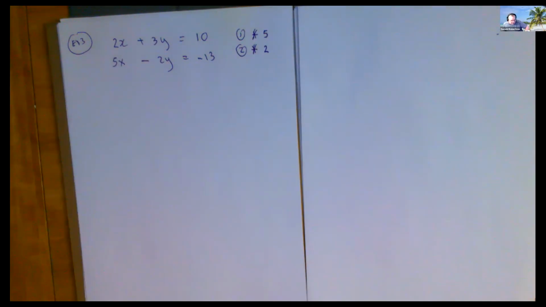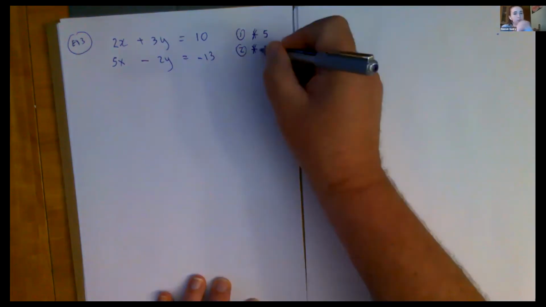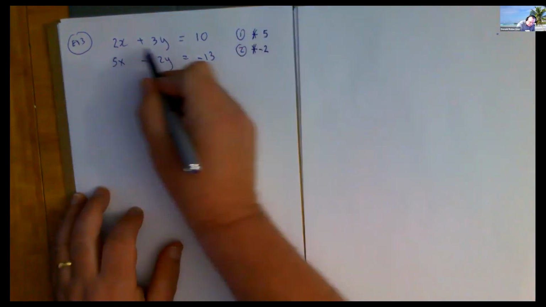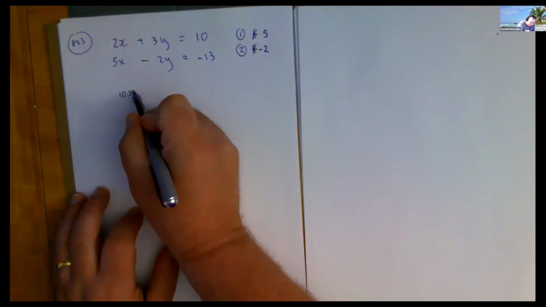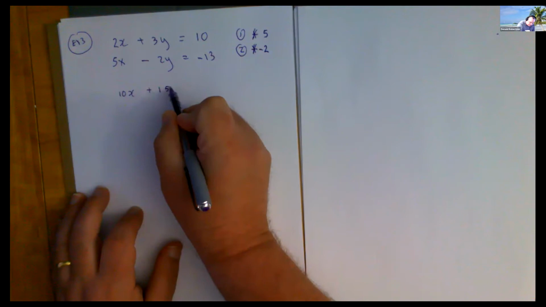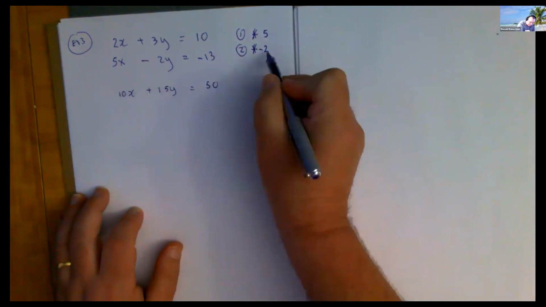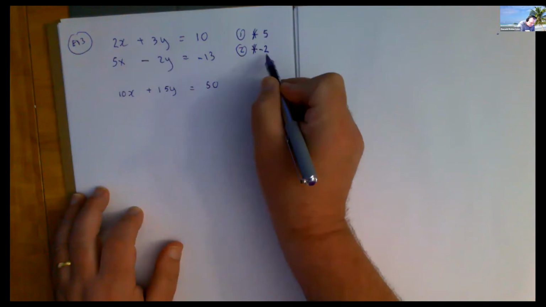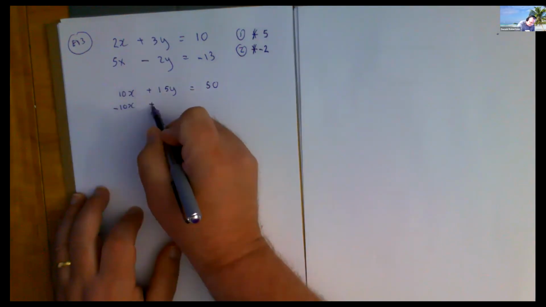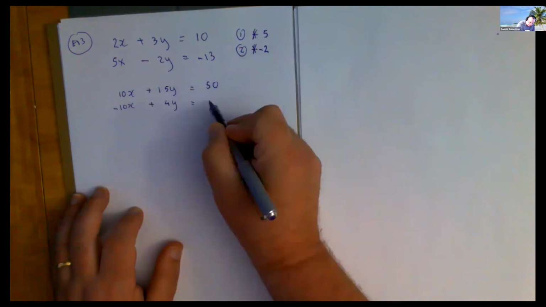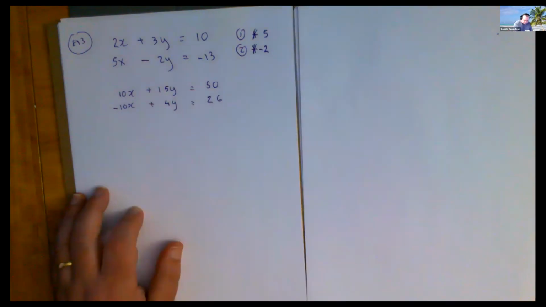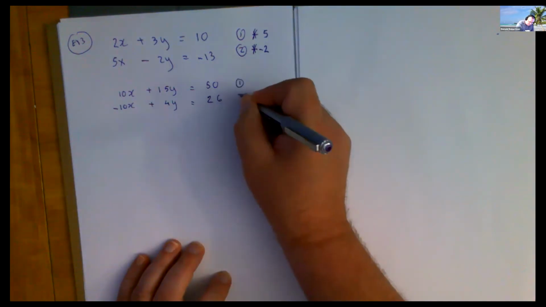There's only one last thing I need to decide. Don't I need 1 plus and 1 minus in this case? So which one do you think I should pick? Or do you think it matters? The 2. Yeah, okay. So here goes. Everybody, including the 10. I get 10x, I get 15y, I get 50. Everybody in the second equation, by negative 2 here. So that's negative 10x. That turns into positive 4y. And this guy turns into positive 26. So that's going to be my new equation 1 and my new equation 2.